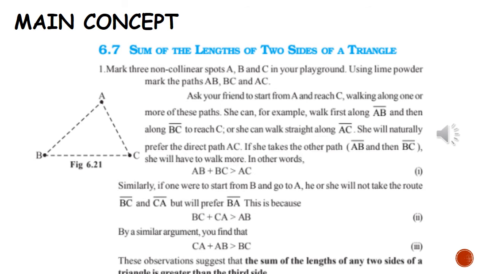In the similar manner, if someone has to go from B to A, he or she can choose direct path BA, or she can choose BC and then CA. So here also, if we add them, BC plus CA must be greater than AB. In the similar manner, we can prove CA plus AB is greater than BC.